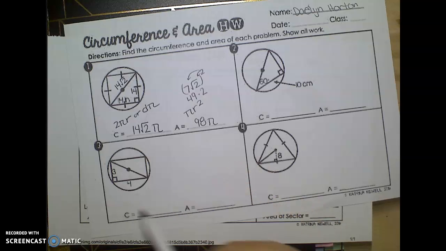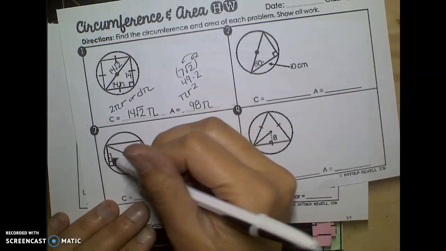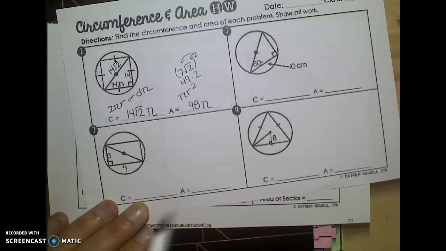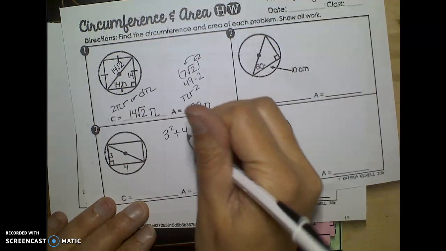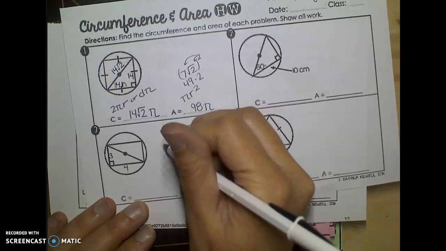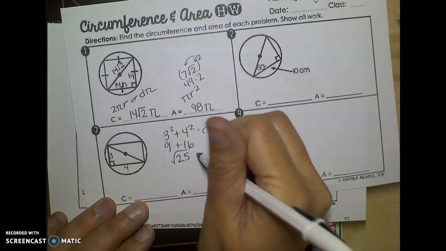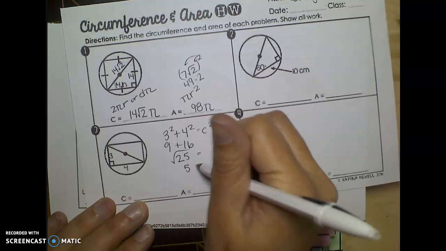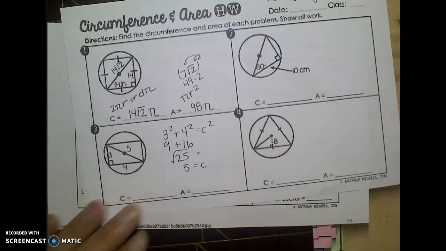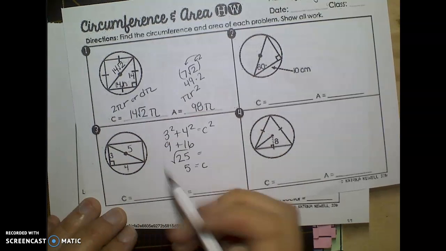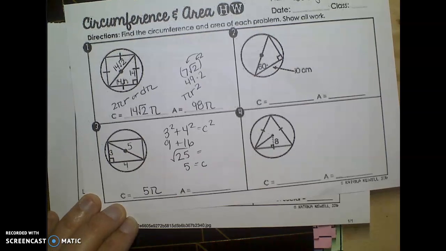So on number 3, which was the other one you had to do on your daily quiz the other day, we had to do the Pythagorean Theorem because I don't know if it's a 45, 45, 90 or a 30, 60, 90. So I did 3 squared plus 4 squared equals I don't know squared. So 9 plus 16 is 25, and then square root it. So your diameter is 5, which again for circumference I can just put diameter pi, d pi, so 5 pi.